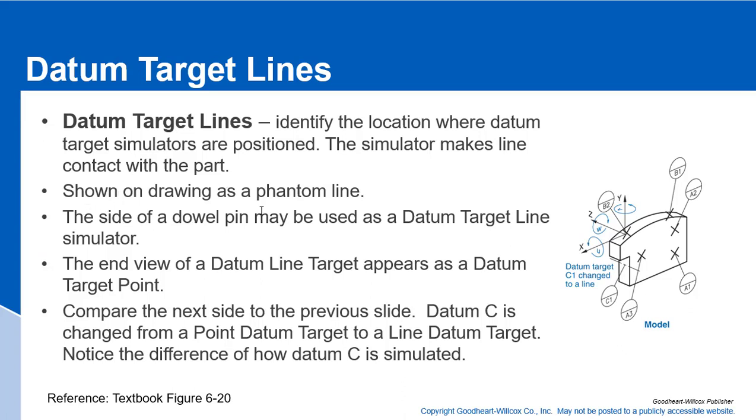The side of a dowel can be used to simulate the datum target line. Okay, so that's one way to do it. And the end view of the datum target line appears as a datum target point. So if I was looking at this in an orthographic view, I would have an X there at that point.